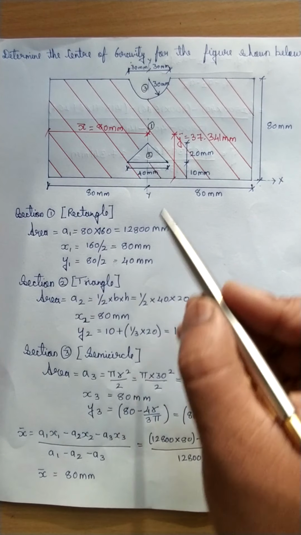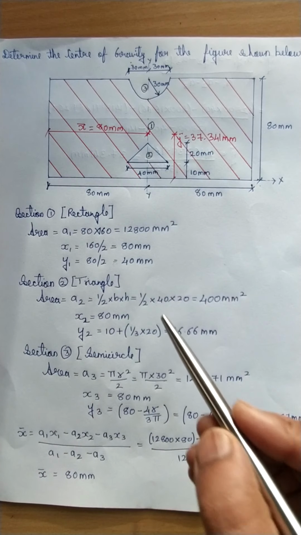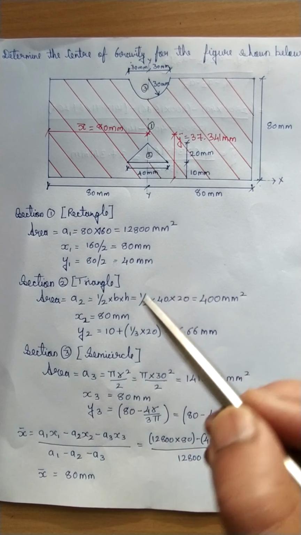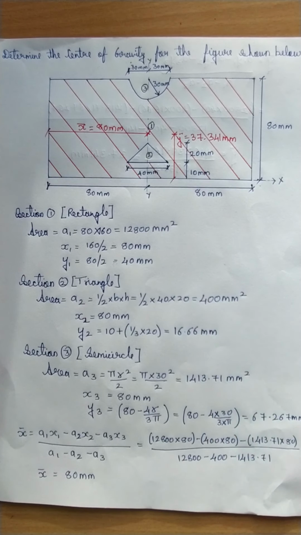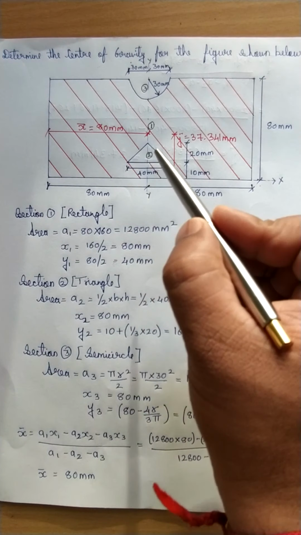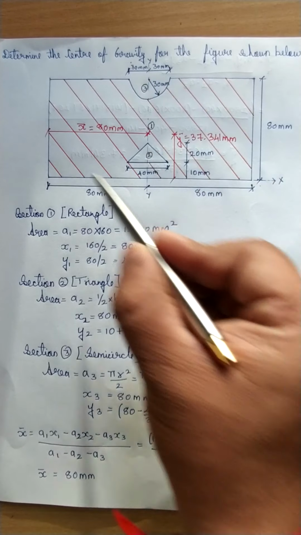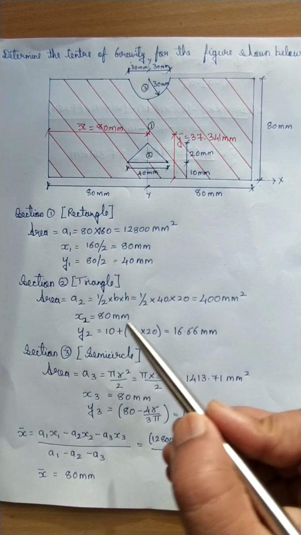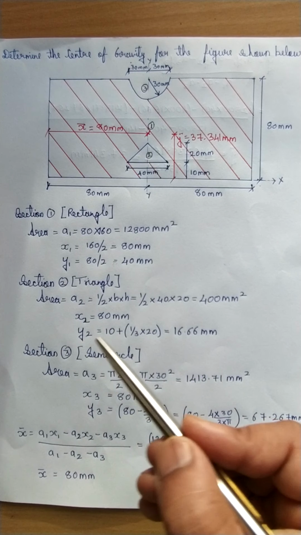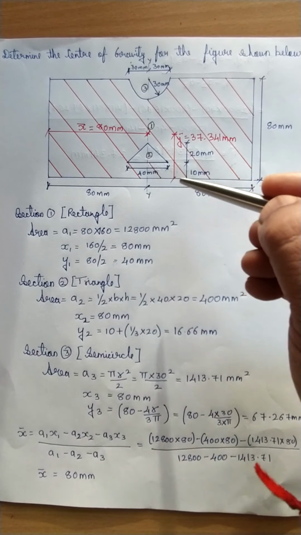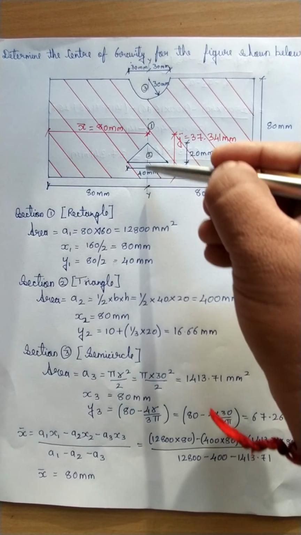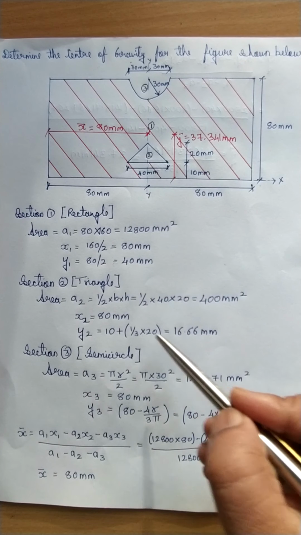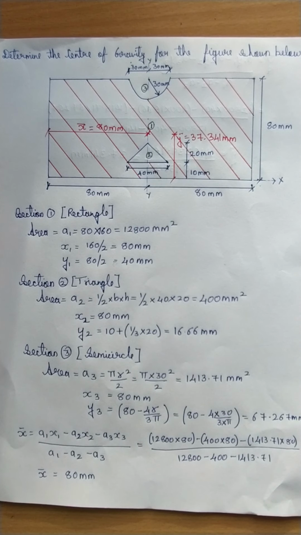Now section 2 is a triangle. The area of the triangle is half base into height. So half of base is 40 and height is 20. So we are getting so much. So x2, again its CG is lying on the center only. So from here the distance is 80 mm itself. y2 is nothing but this is 10 here plus 1/3 of height. So 10 plus 1/3 of 20. So we are getting so much.